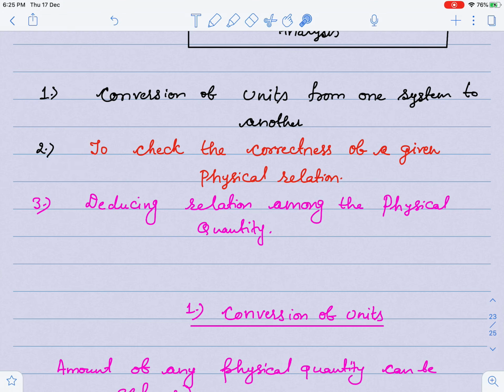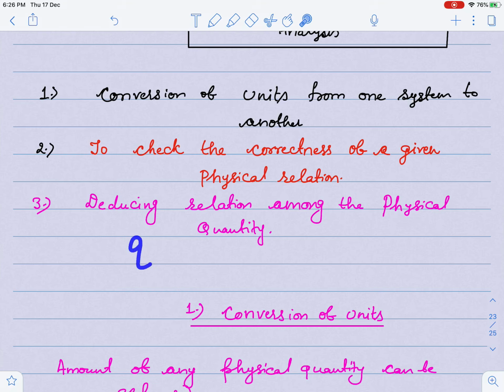So all these things are discussed in this point 2. The next point, guys, is deducing relations among physical quantities. Like we have to find the relation between different physical quantities. Suppose centripetal force is equal to mv square by r, so how this relation can be deduced with the help of the dimensional equation, we will see one by one. In today's class I am going to discuss in more detail the first point, which is conversion of units from one system to another system.